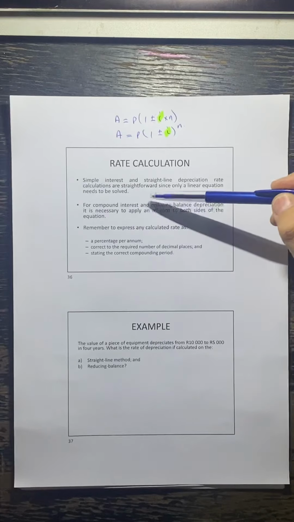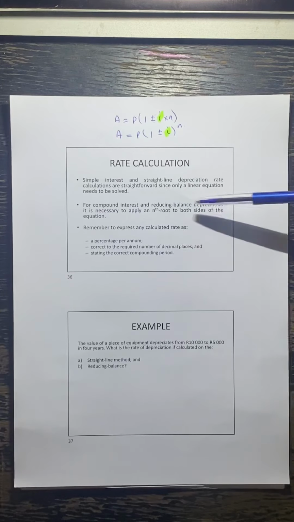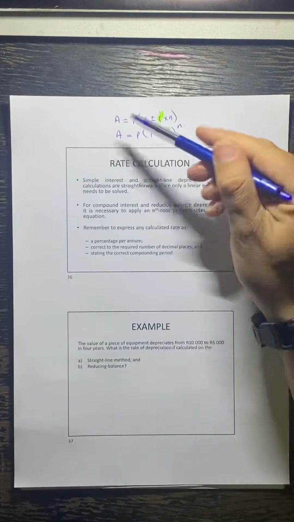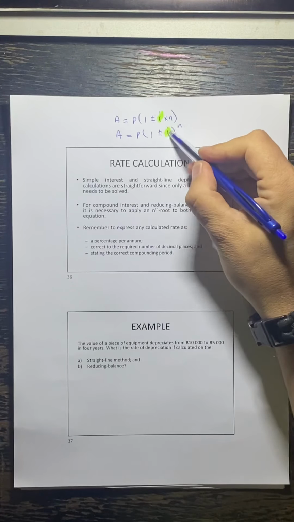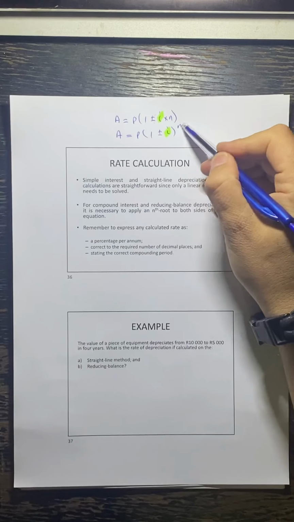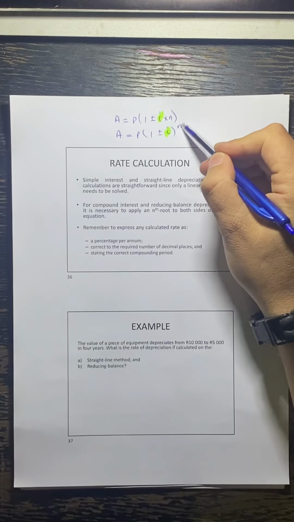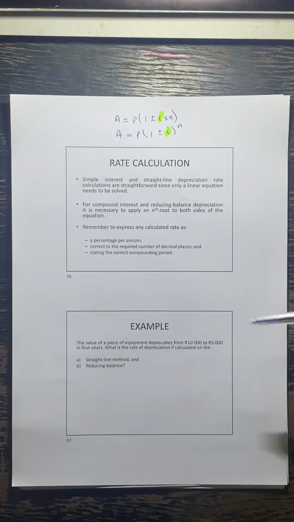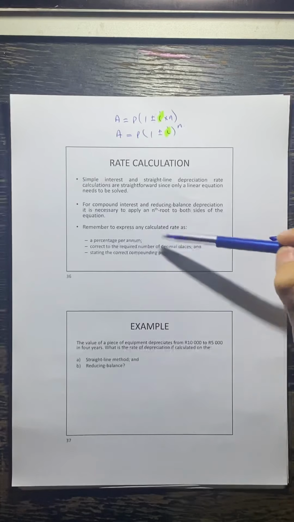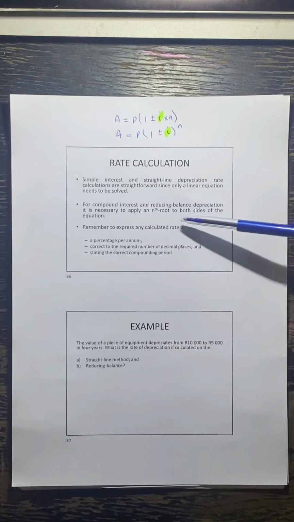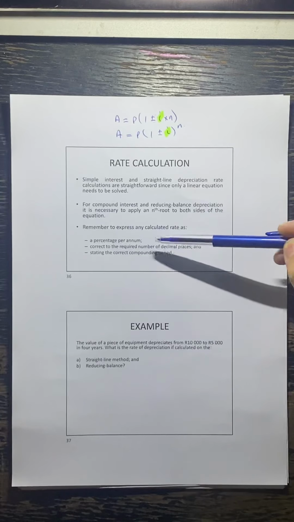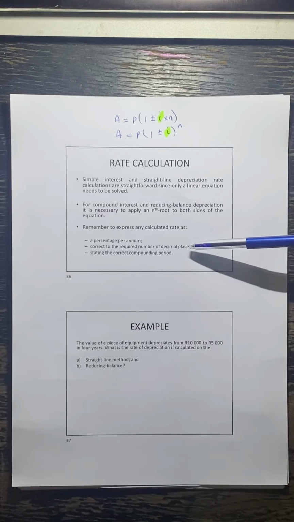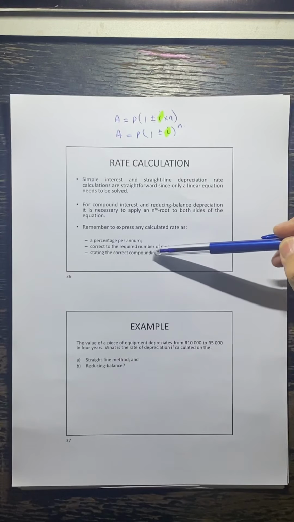Now, for a compound interest and reducing balance depreciation, it is necessary to apply the nth root to both sides of the equation. Now, what they mean by that is because we want to get this I on its own, this power over here, which is n, we need to get rid of that, and we have to take the nth root. And you'll see here with examples just now how we do that. Okay, just a couple of things to remember here. Remember to express any calculated rate as a percentage per annum, correct to the required number of decimal places, and stating the correct compounding period.